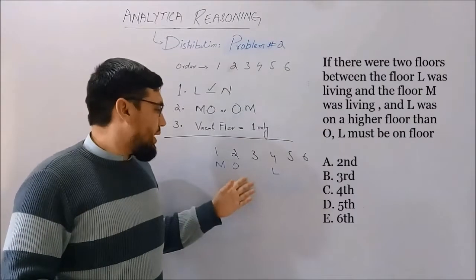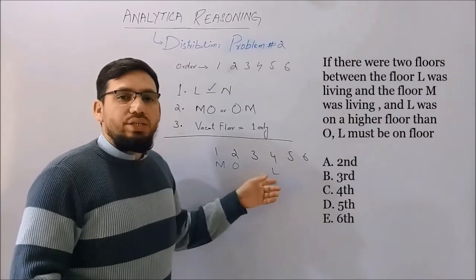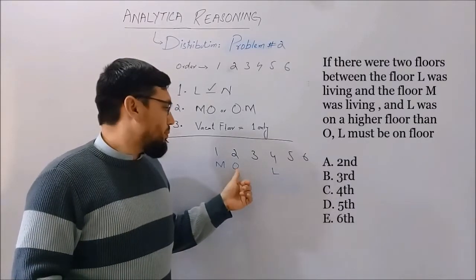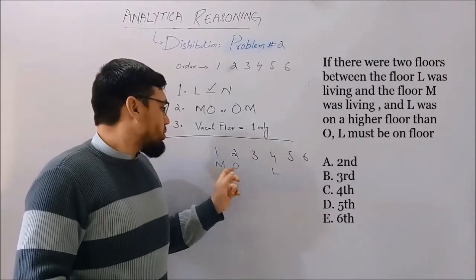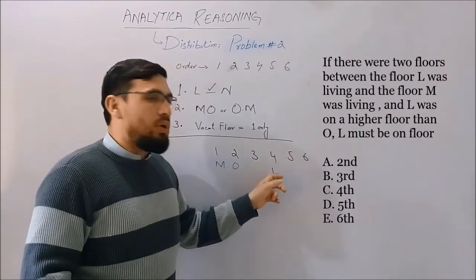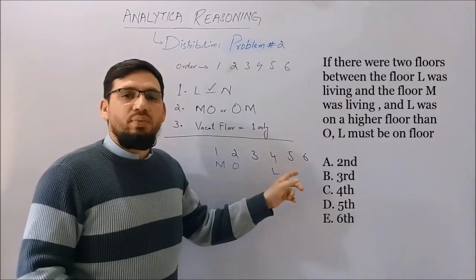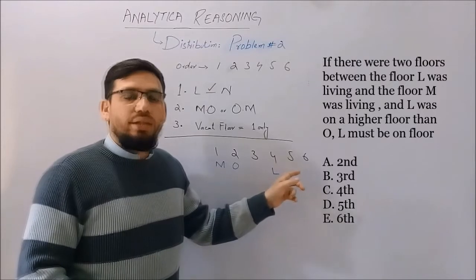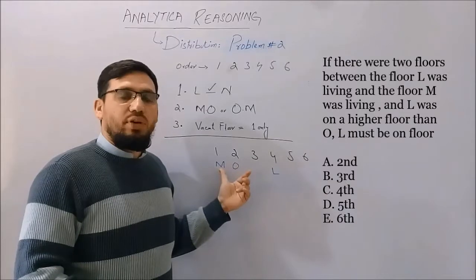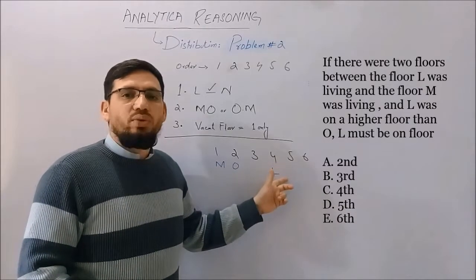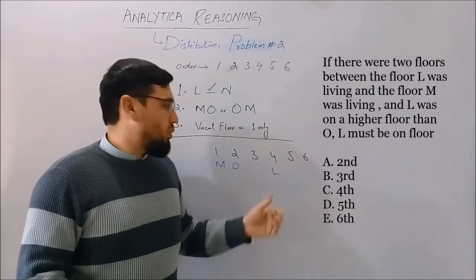The option we have says that there are two floors between M and L, and L is on a higher floor than O. So you can see that if I change the position of M to second or third, it is not possible to move L beyond fourth floor, as N must appear two floors above L. Therefore, the only possible positioning of M and L is first floor and fourth floor. And the question is asked about the position of L. So L is on the fourth floor.